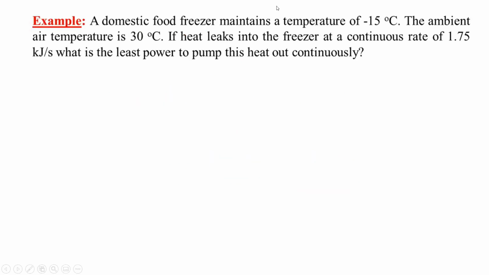We will go to the next problem, the last problem of today's session. So it is a domestic food freezer maintained at a temperature of minus 15 degrees Celsius. The ambient air temperature is 30 degrees Celsius. If heat leaks into the freezer at a continuous rate of 1.75 kilojoule per second, what is the least power to pump this heat out continuously? So here you have to calculate the least power.